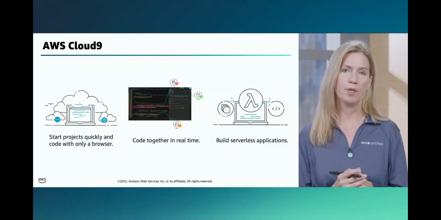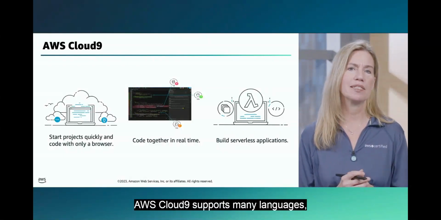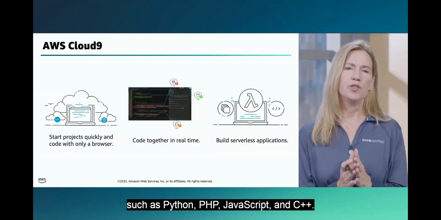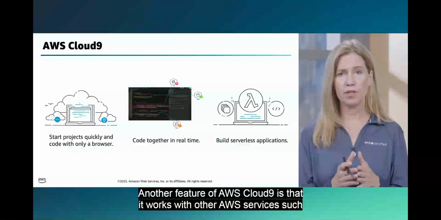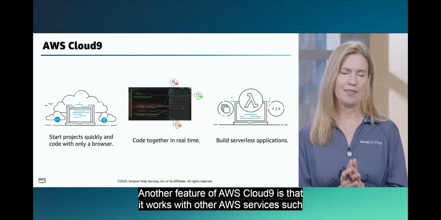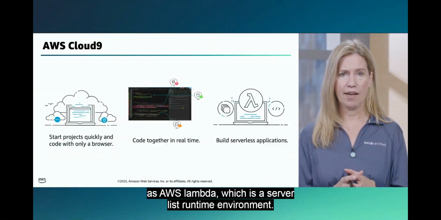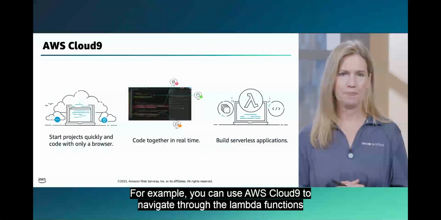Another feature of AWS Cloud9 is that it works with other AWS services, such as AWS Lambda, which is a serverless runtime environment. For example, you can use AWS Cloud9 to navigate through the Lambda functions available in the region where the AWS Cloud9 instance is deployed. You can then import the code into AWS Cloud9 and use Cloud9 to make updates to the code and push it back to Lambda.